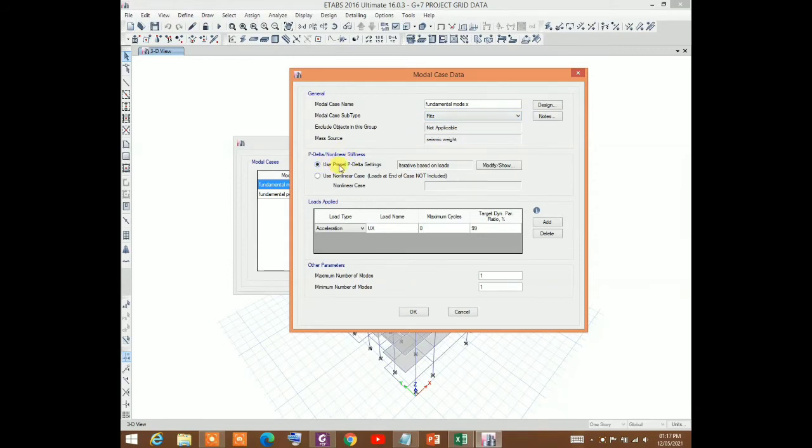Then select the use preset pattern option, tick it. Then add here, and select the load pattern as acceleration. Since we would like to determine the fundamental period in the X direction, select load name UX. For other parameters, maximum number of modes, you know that the fundamental mode is 1, so give a number 1. Then press OK.